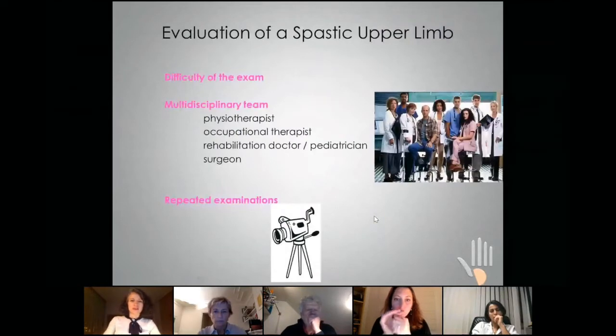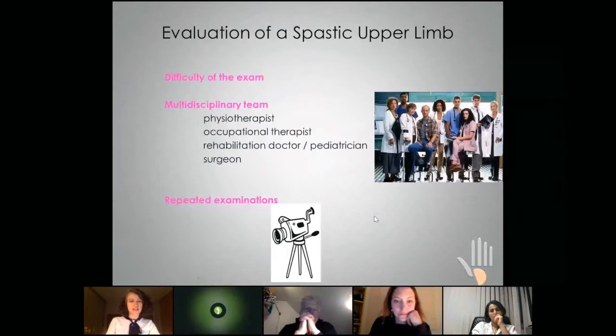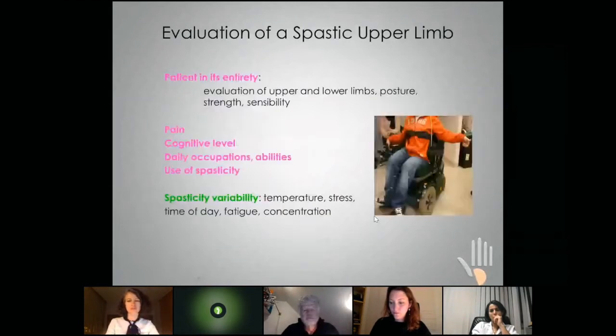So the evaluation is quite difficult because the spasticity is variable. Usually we do the evaluation with the multidisciplinary team, with the physiotherapist, the occupational therapist, the rehabilitation doctor, pediatrician, the surgeon. The examination has to be repeated several times in order to see if we have the same results. And in the best cases, it's better if we can have some video in order to compare and check, and also to see what are the results before toxin, after the surgery, in order to be able to see the evolution.